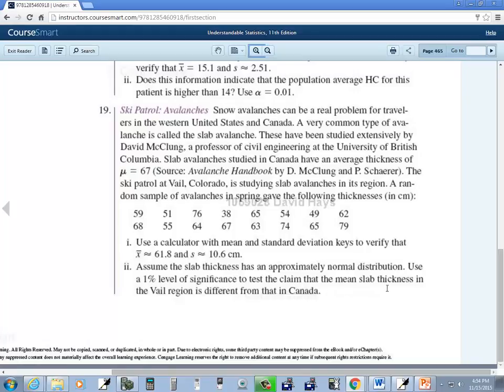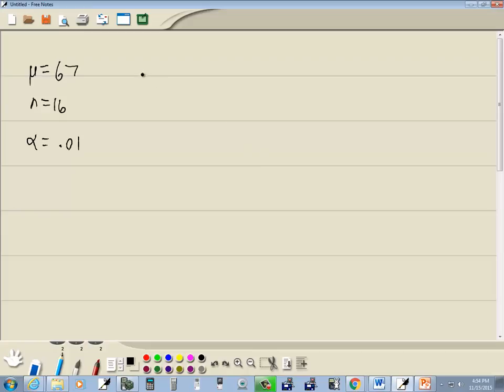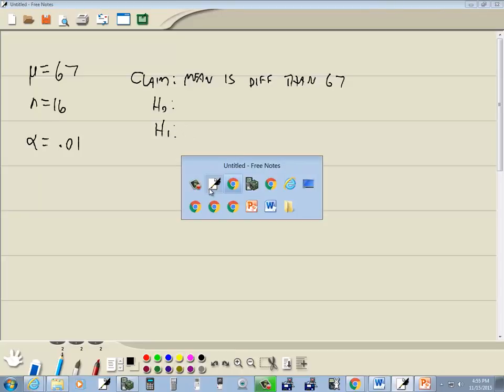Does the ski patrol claim that the mean slab thickness in the Vail region is different from that in Canada? Okay, so the claim is the mean is different than some value. Now, when they usually give you what they want you to compare it against up above, and here, see the way they told us mu is equal to 67. So their claim is the mean is different than 67.